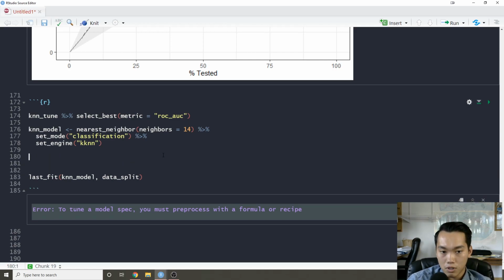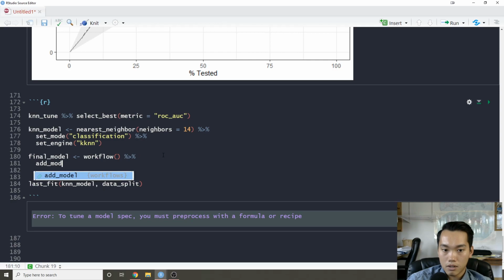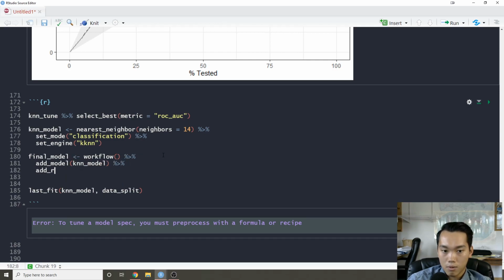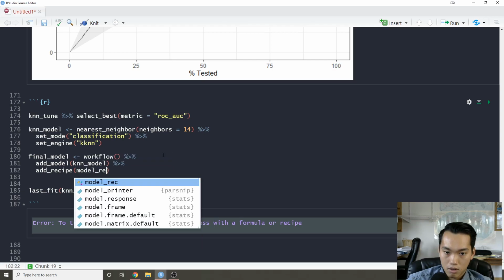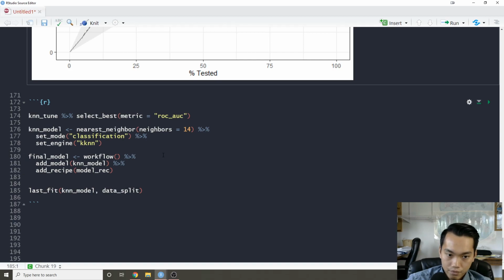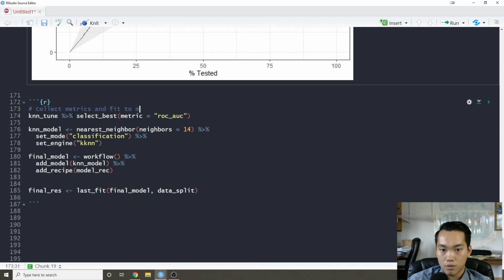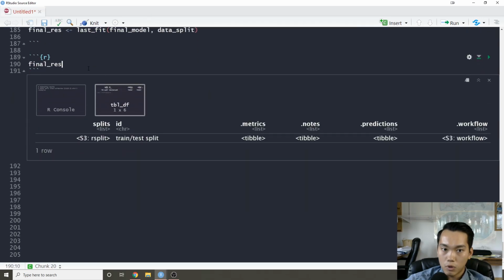Now I'm gonna create a workflow. So final model workflow, add model, KNN model, add a recipe, model rec, and then final res. Give it our final model and our data split. So we did that. So let's say collect metrics and fit to model. So we have our final res. What I'm going to do is collect the collect predictions.